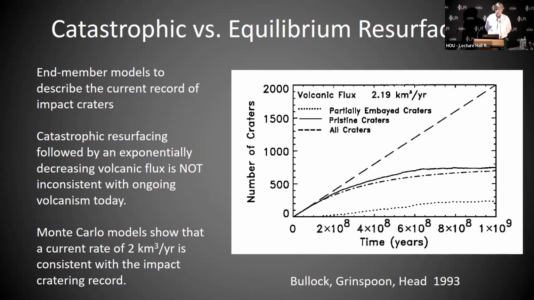But in '93, Bullock, Grinspoon, and Head wrote a paper with a Monte Carlo model that tried to explain the simultaneous existence of randomly placed craters and just a small number of embayed craters. We found that about 2 cubic kilometers per year would explain the cratering record that we see today. So catastrophic resurfacing, whatever crazy mechanism might have done that, is not inconsistent with current volcanism today. That's what this paper basically says, that we may actually have a volcanism rate that's fairly similar to the intraplate volcanism rate on Earth currently.